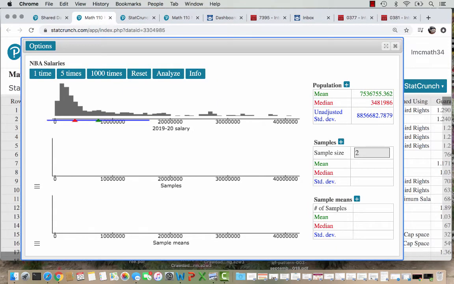So here we see the population distribution graph at the top. You might notice that this has a big tail out to the right side. That's because there's a few players, such as Steph Curry or LeBron James, with really high contracts making a lot of money. So the second and third graphs are blank. So we are going to do a sample. Our sample is going to be size 2. So I'm going to click one time and we're going to watch our simulation.